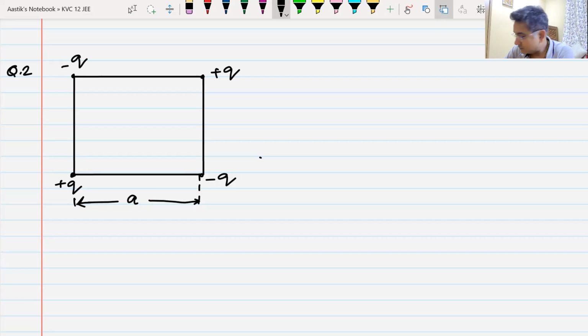Minus 3kq square by a. So democracy is not winning because another candidate has stood. The answer is minus 3kq square by a. Any more candidates? Who is going to contest the election? kq square by root 2a. So we have one more contestant, kq square by root 2a. And the good news is that all of these contestants are losing because all of them are wrong.